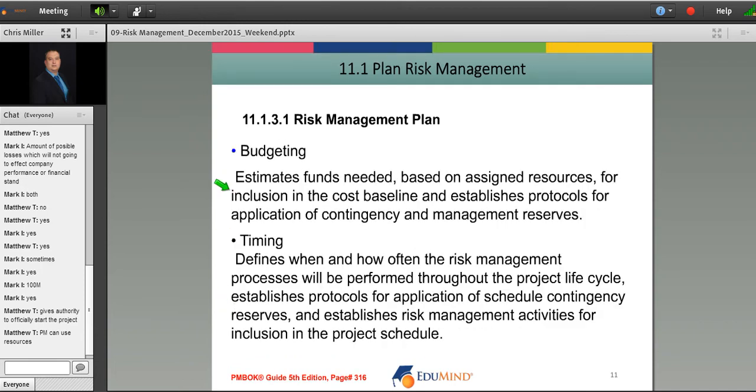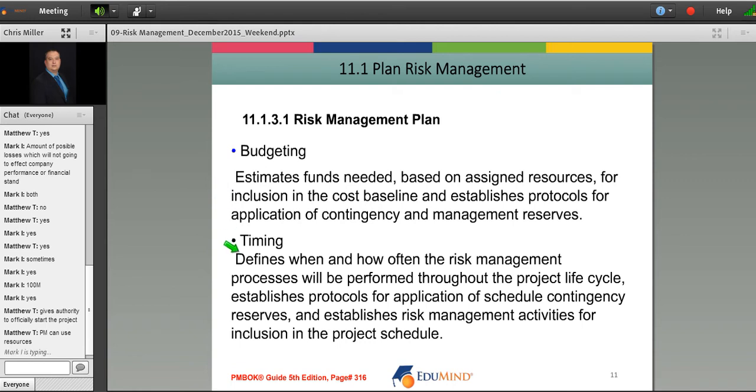Budgeting estimates funds needed based on assigned resources for inclusion in the cost baseline and establishes protocols for application of contingency and management reserves. What's the difference between contingency and management reserves? You guys remember? What do you guys think? Bingo, right? PMI can use resources from contingency. Very good.